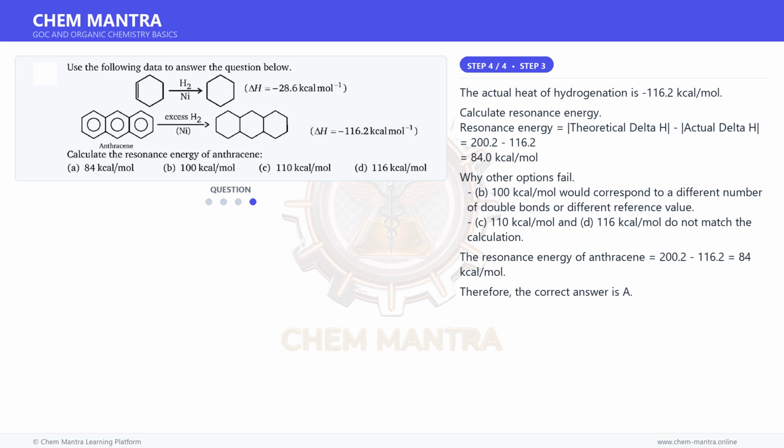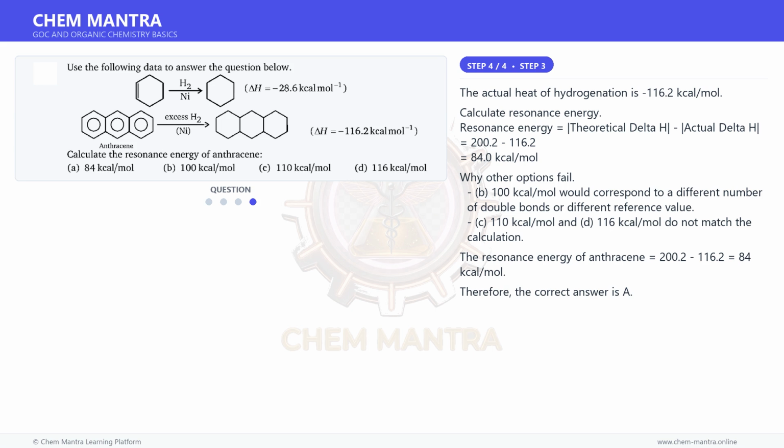Calculate resonance energy. Resonance energy is equal to the absolute value of theoretical delta H minus the absolute value of actual delta H, which is equal to 200.2 minus 116.2, equal to 84.0 kilocalories per mole.